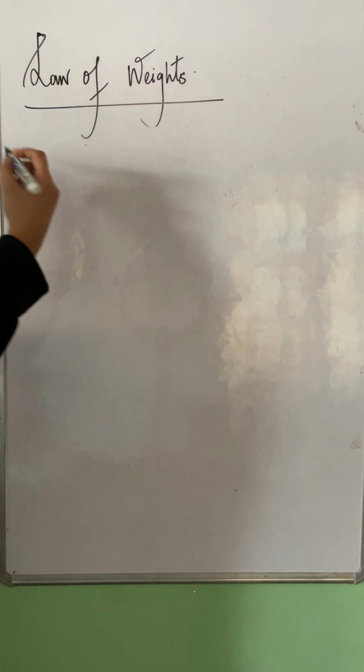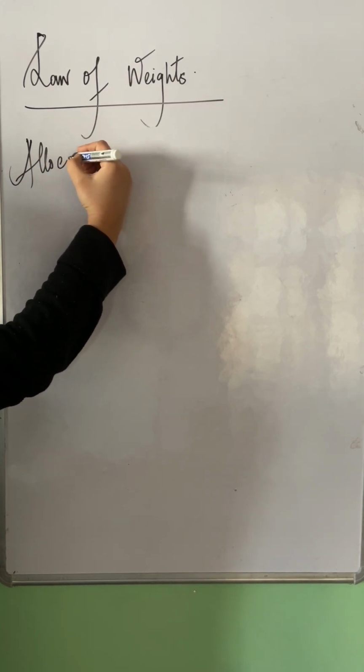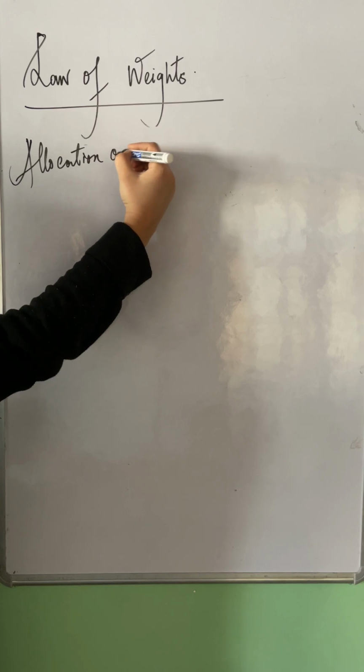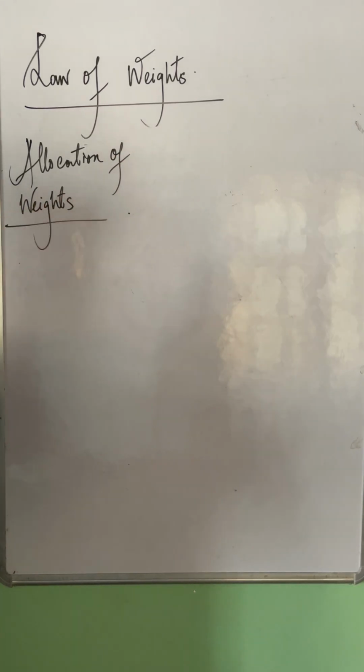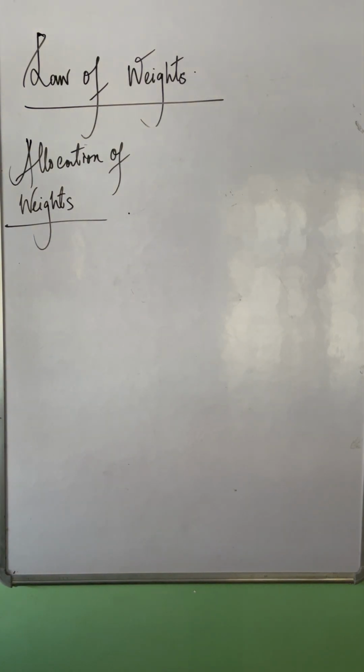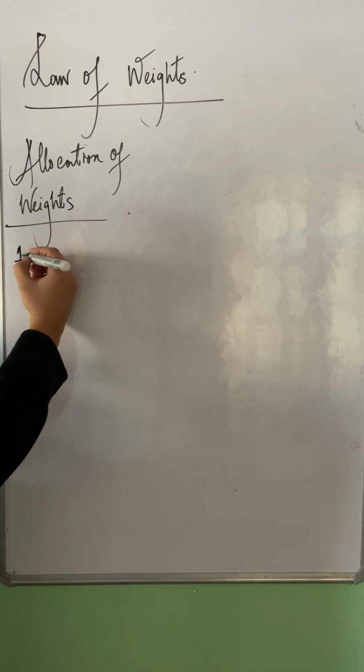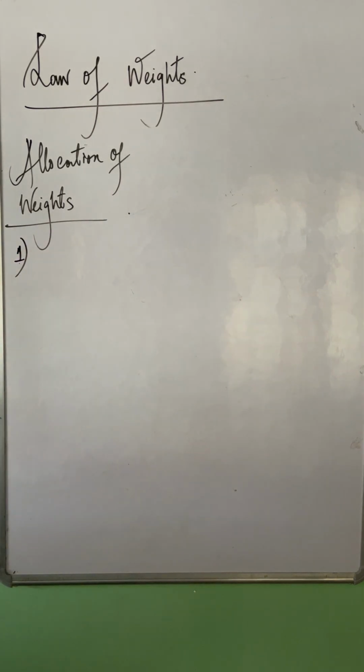Allocation of weights. These are allocated in a number of ways. Let's study the first way. Weights are assigned depending upon the degree of precision, as already discussed. And these weights are generally taken inversely proportional to the variance, or square of the standard deviation or standard error.